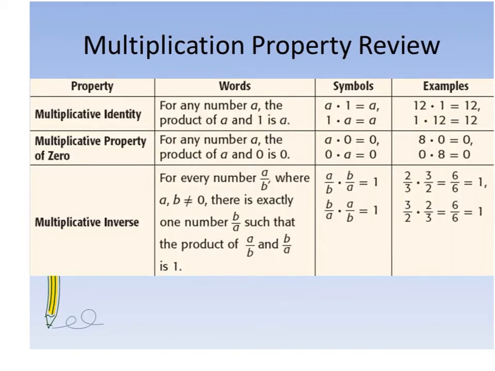This just puts it all on one page, not that you have to write down anything else. Multiplicative identity, you're going to multiply by 1. So notice those symbols there. Multiplicative property of 0: if you multiply by 0, you get 0. And then multiplicative inverse, if you multiply by an inverse, you get 1. So either we're keeping the number, we're getting 0, or we're getting 1. Those are our three multiplication properties.